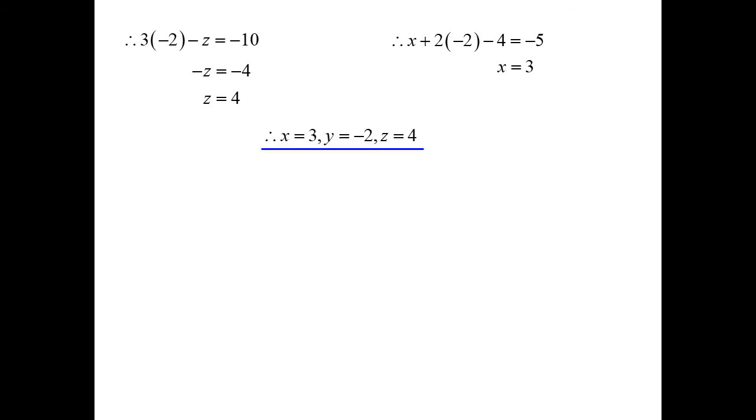Interestingly, if I was to turn this into a coordinate geometry problem, what have I just done? What am I talking about then if I've added a z-axis? Right. It's now a 3-dimensional space instead of a 2-dimensional space. So we've found the point of intersection for 3 lines in a 3-dimensional space. That's basically what that would be.